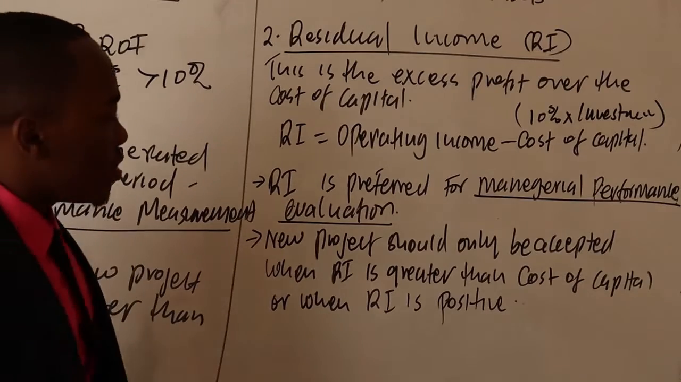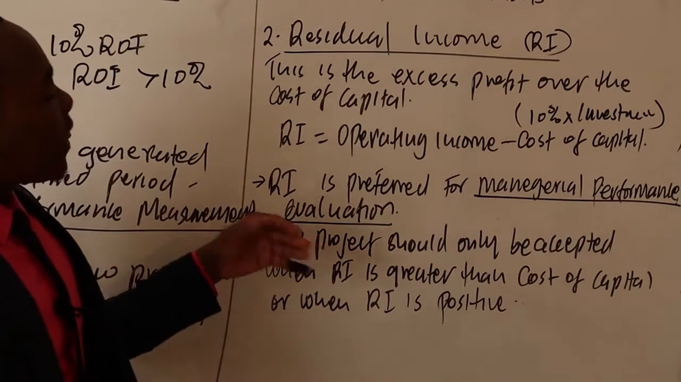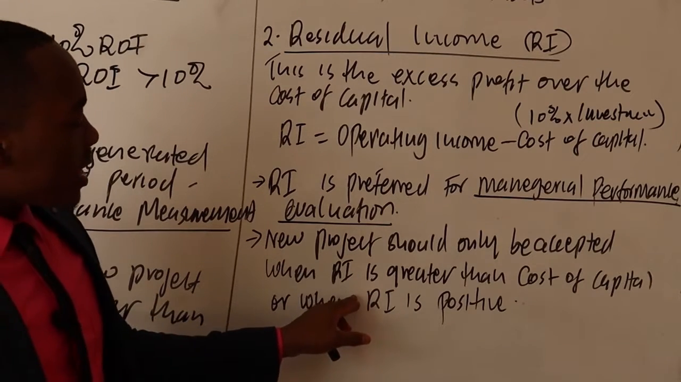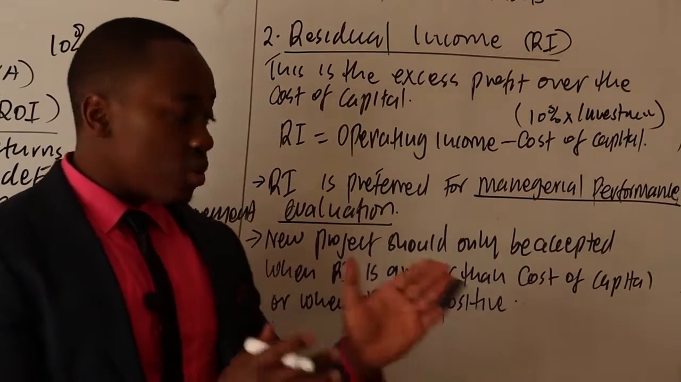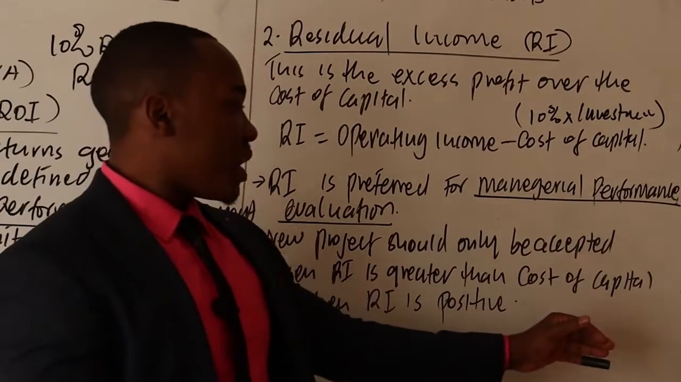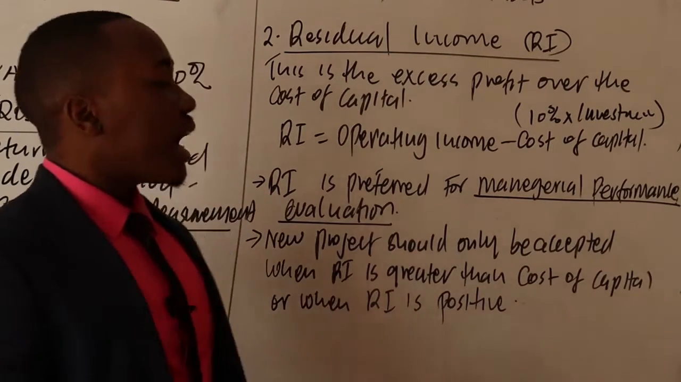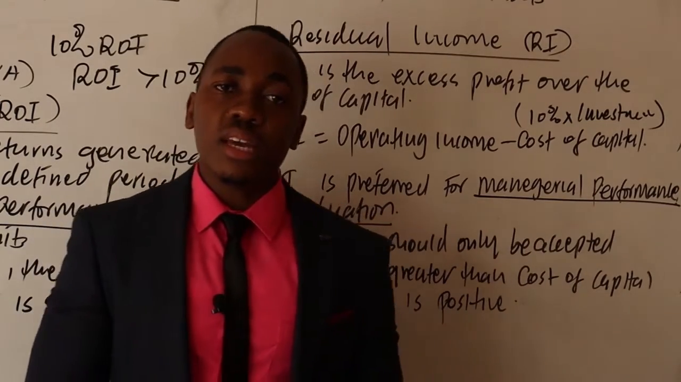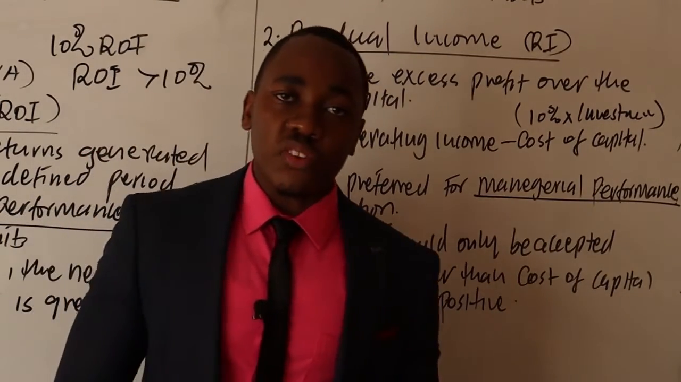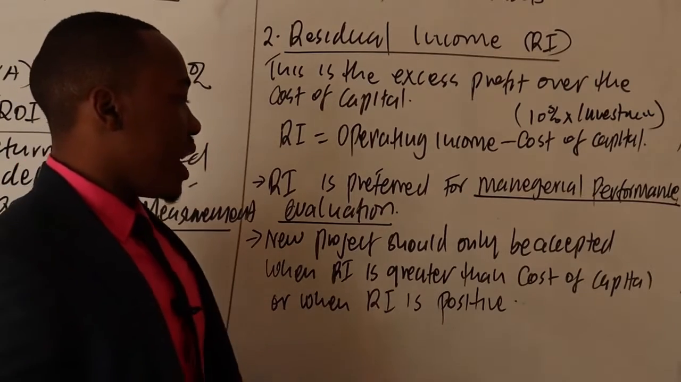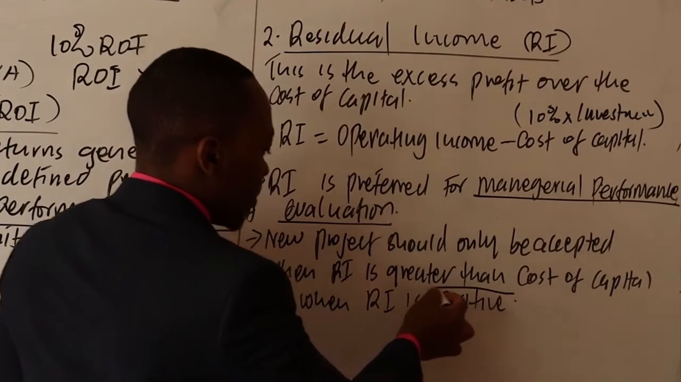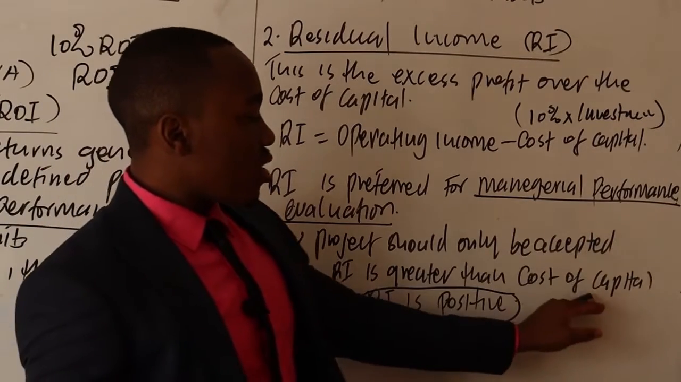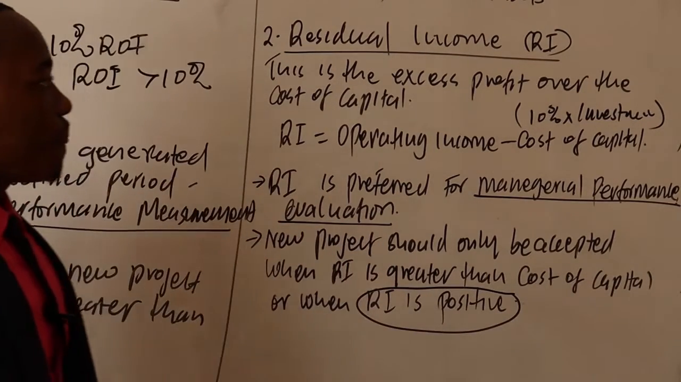So how do we make the decision when using residual income? The new project should only be accepted when the residual income is greater than the cost of capital. If the computed residual income is greater than the cost of capital, you accept. Or when the residual income is positive. If your residual income is positive, that means it is greater than the cost of capital, so that's when you should accept. So only accept when residual income is positive.